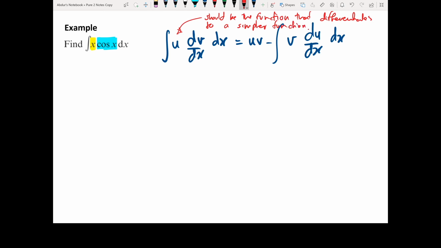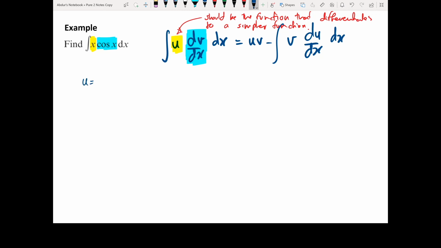Okay, so in this case, if we look at this here, we can see that u should be taken as x. So I'm going to highlight this as the same thing here. U should be x. And what I'm going to say is I'm going to let cos x be my dv by dx. So that's the first thing that we do. We actually compare the x cos x and choose what we're going to call u and what we're going to call dv by dx. So let's go and write that down.